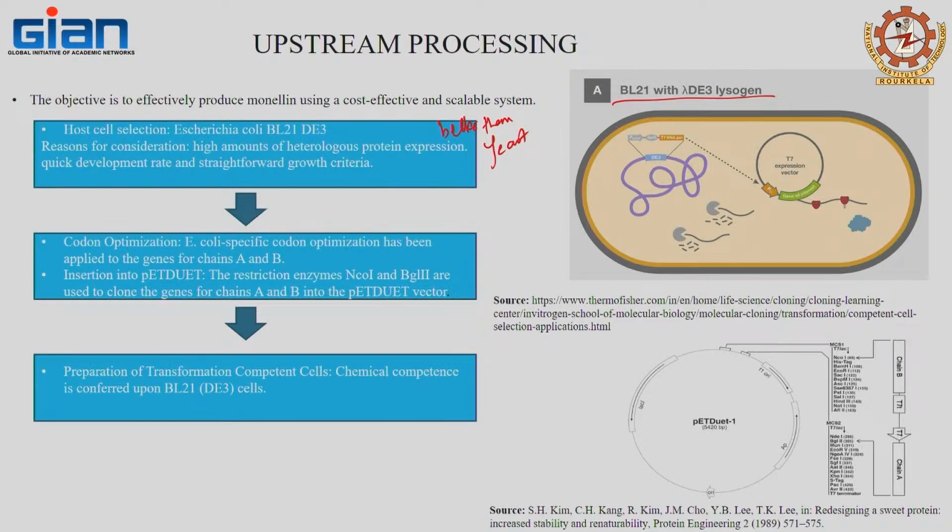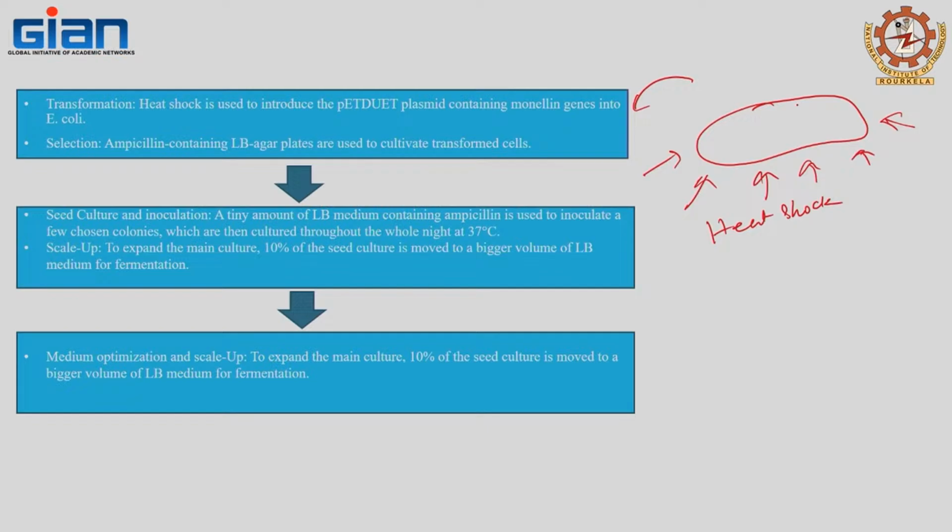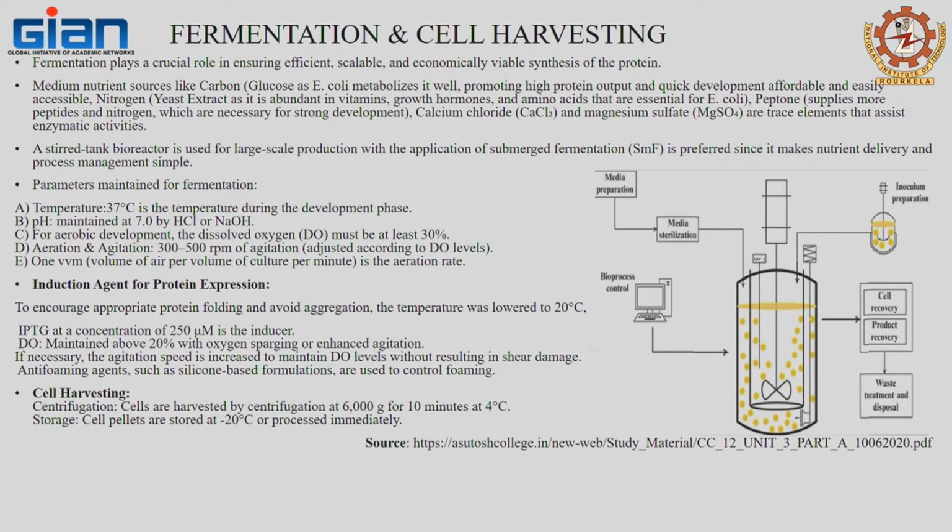After that, sir, move on to the next. Okay. So after transformation, for insertion of the foreign DNA, heat shock is induced, with selection through ampicillin-containing LB media for transformed cells. After that, the procedure continues with seed culture inoculation. The precultures were incubated at 37 degrees Celsius. Scale-up was done, using 10% seed culture of the fermentation volume. Then medium optimization is conducted for proper functioning of the next step, which is the fermentation. So this follows to the fermentation slide, which I begin. Fermentation is basically done to achieve efficient, scalable, and economically viable synthesis of the protein on a larger scale.